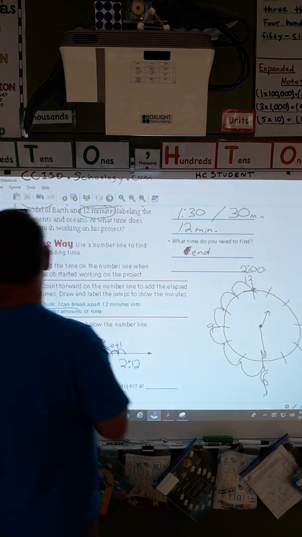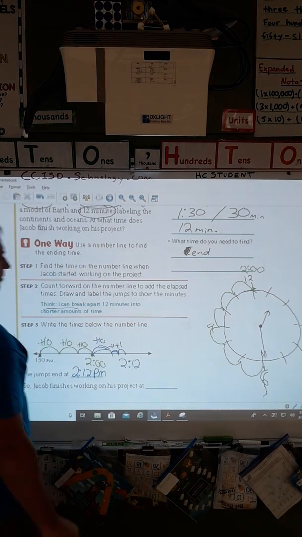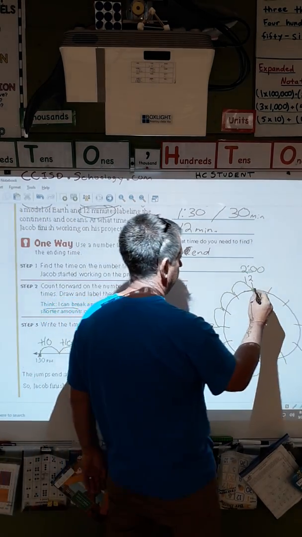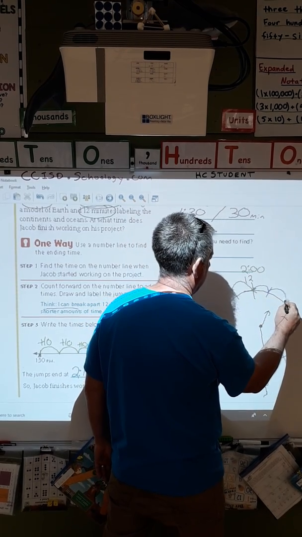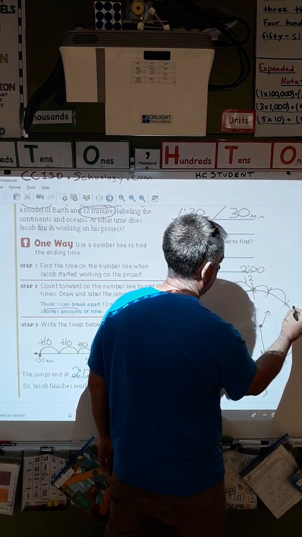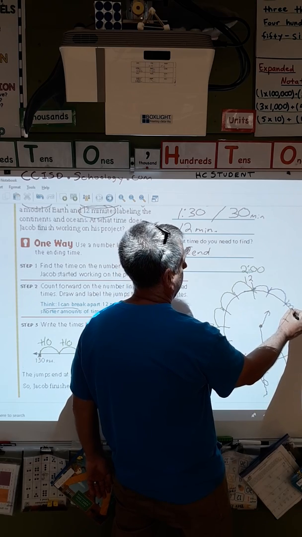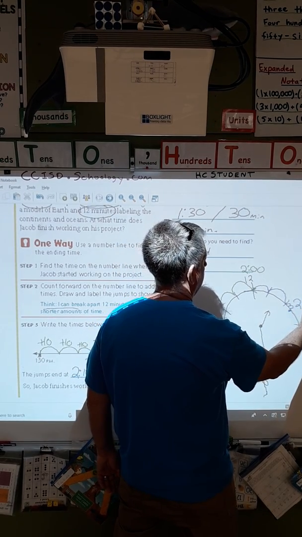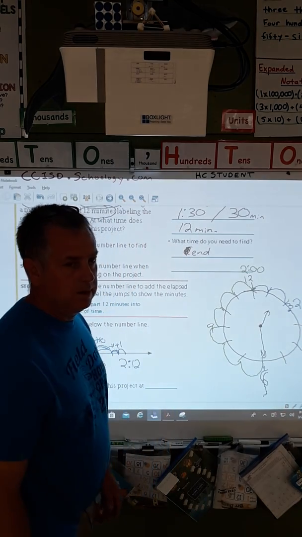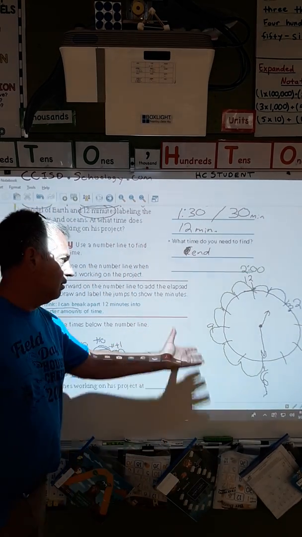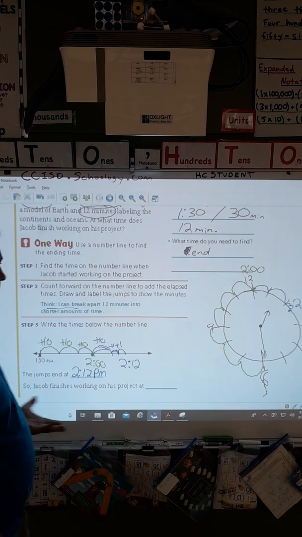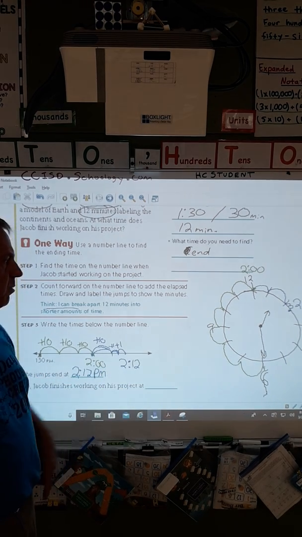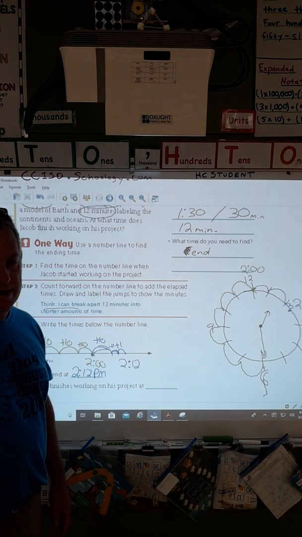Okay, and then we'll talk about the time he spent labeling. That's 5, 10, 11, 12. That's 2:12 right there. Okay, so we practiced using a number line, and we practiced using a clock to find end times.